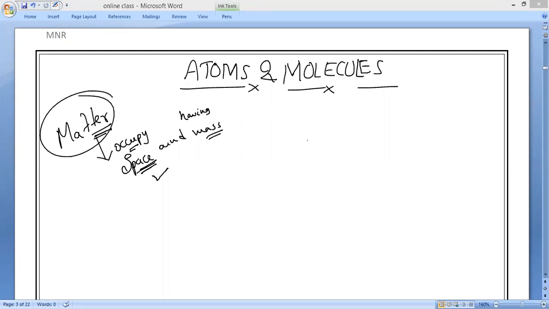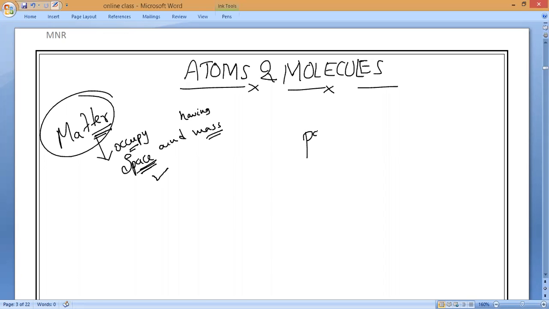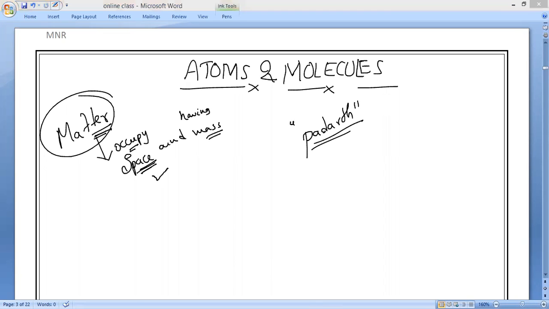In our Indian language, Hindi, matter is called padarth. You might have studied padarth till class 8. Padarth means matter. An Indian philosopher, the first Indian philosopher, Maharshi Kannan, said that if you go on dividing matter, that is padarth, keep on dividing.